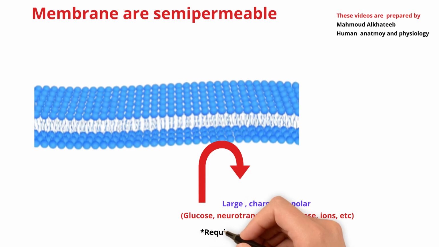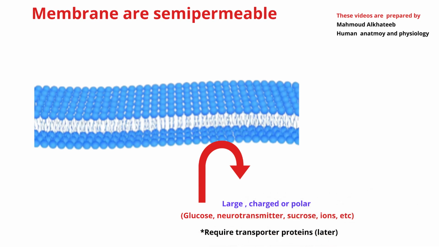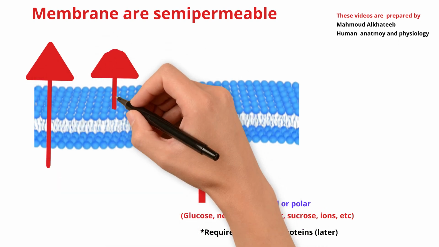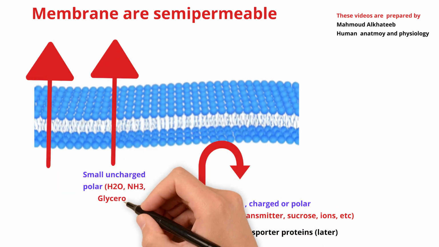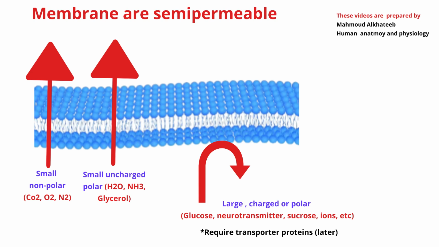However, these large or charged molecules require specialized transport proteins, like channels and carriers, to regulate their movement in and out of the cell. In contrast, the plasma membrane is freely permeable to small, nonpolar, or uncharged molecules, like water, glycerol, and gases including oxygen, nitrogen, and carbon dioxide. As mentioned at the beginning of this episode, this selective permeability is vital for processes like nutrient uptake, waste removal, and maintaining a balanced internal environment.